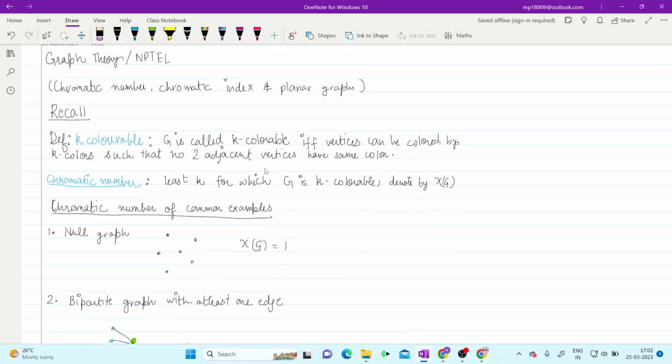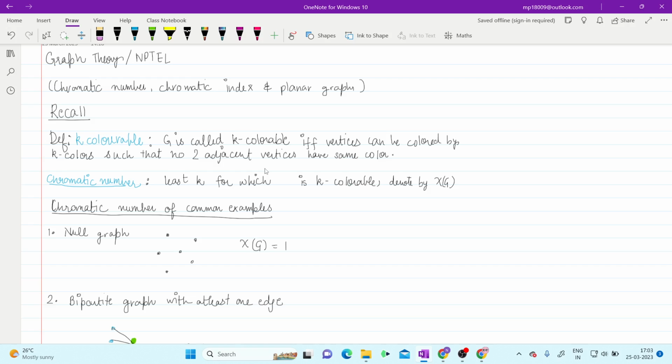Firstly, what is a k colorable graph? By saying a graph is k colorable, we mean that we can color the vertices of the graph with k colors with this one rule: if there are two adjacent vertices, they cannot have the same color. So if there is an edge between two vertices, those two vertices cannot have the same color. And if we can color the vertices with k colors in such a manner, then we say that the given graph is k colorable.